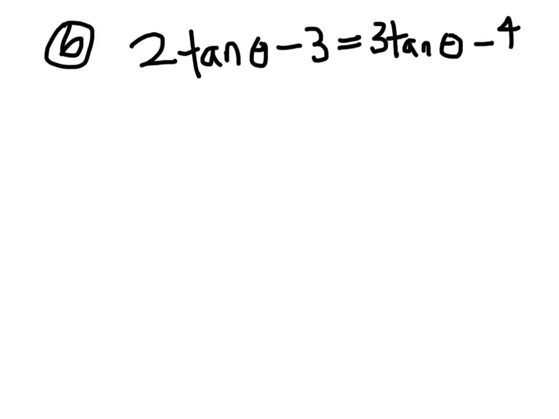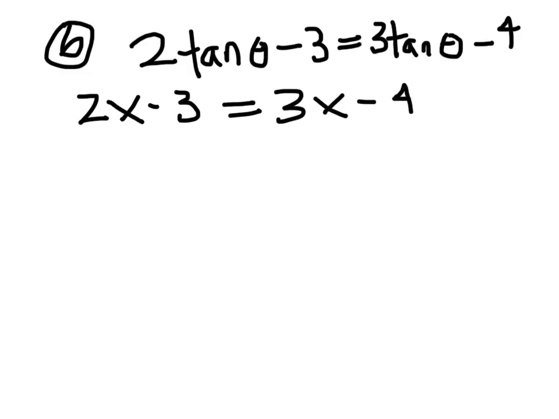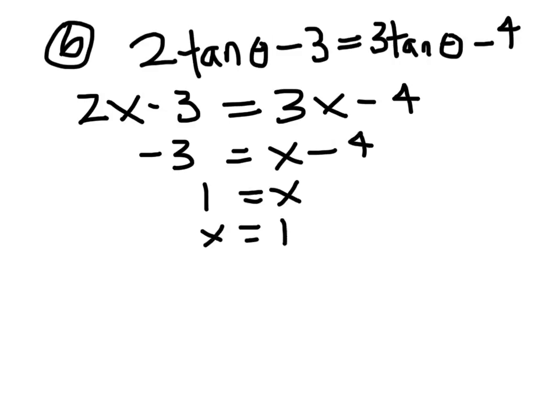When solving a trigonometric equation, we like to replace the trig function with an x and solve that for x, and resubstitute the trig function back in for the x after we've solved it. So this results in 2x minus 3 equals 3x minus 4. If I subtract 2x from both sides and then add 4 to both sides, I would have x equals 1, which means tangent theta is equal to 1.